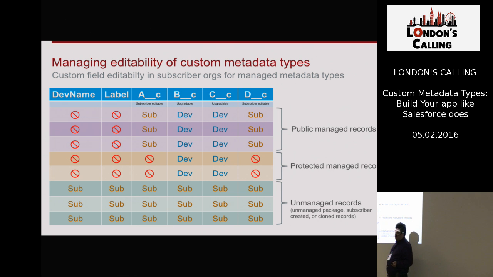And if you want to say, I want to ignore everything and let the subscriber edit it all, you can always use an unmanaged extension to release those records. And since field editability only affects records released in managed packages, these will be entirely subscriber editable. And that's basically saying, once these are in my subscriber org, I relinquish control of them.